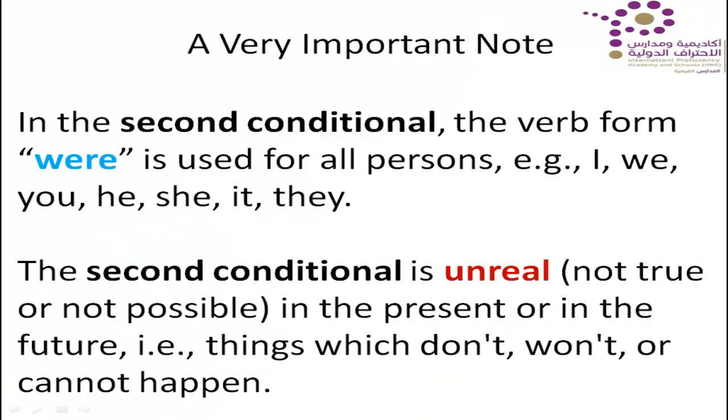It's a very important note to know. In the second conditional, the verb form were is used for all persons. I mean, first person, the pronouns I and we. The second person, you, for singular and plural. The third person singular, he, she, it. And third person plural, they. With all these persons, we use the verb were, because the second conditional is unreal. It's not true and it's not possible in the present or in the future, which means things which don't, won't, or cannot happen.